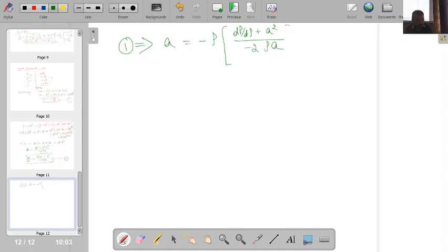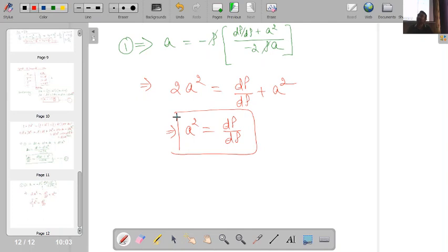Divided by minus 2 rho A. Okay. So the rho will cancel out, the minus sign will also cancel. Ultimately it will become 2 A square equal to dP by d rho. So I can say from here that A square is simply dP by d rho. It means that your speed of sound is now dP by d rho.